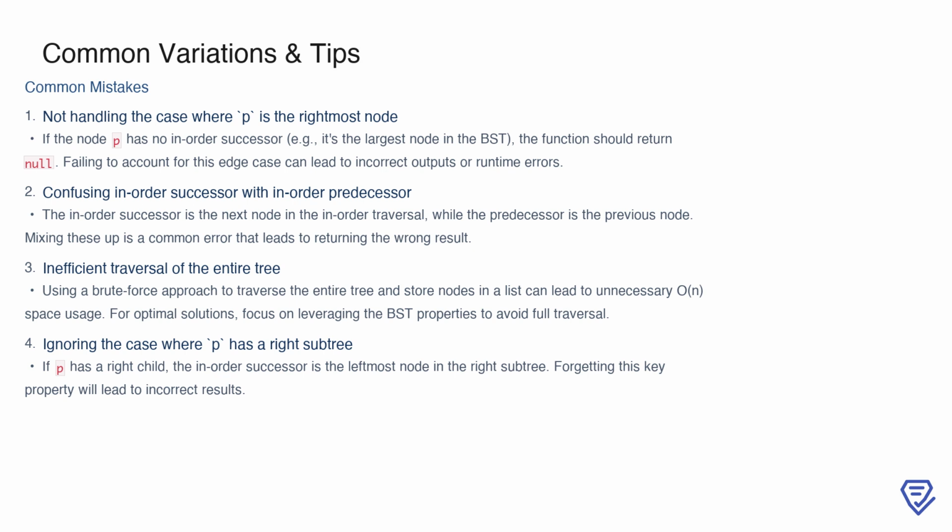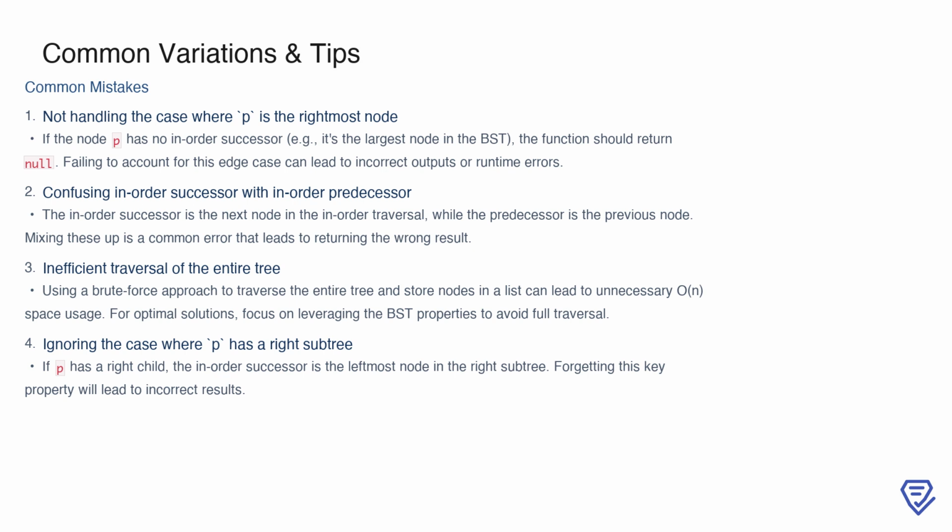Common mistakes in solving the inorder successor in BST problem often stem from overlooking key edge cases or misapplying the problem's concepts. For example, if the node P is the rightmost node in the BST, it has no inorder successor, and the function must return null. Failing to account for this can lead to runtime errors or incorrect results.